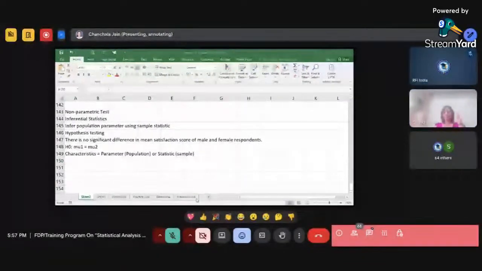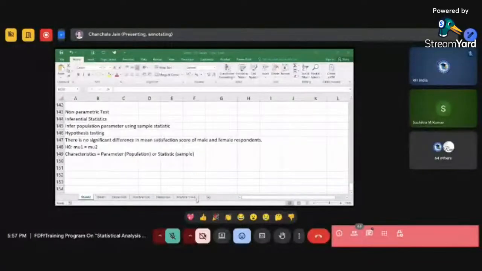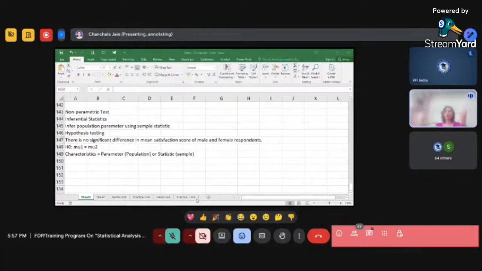Can you please repeat it more? I said when your data is not following the assumptions of parametric test. Second is when your data is categorical in nature. Is it fine? Clear? Yes, ma'am.